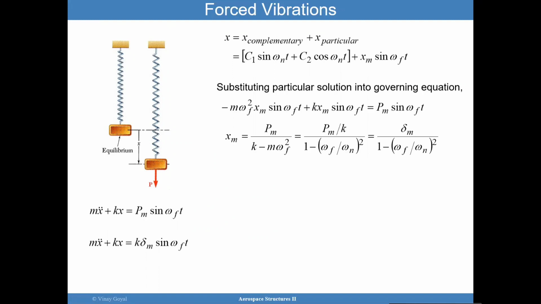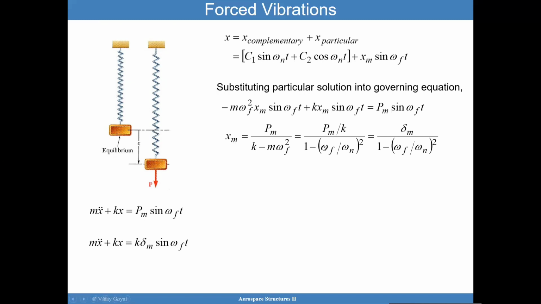But we can take the particular solution and substitute this into the governing equation. And when you do that, you can basically solve for xm. And once you solve for xm, you will realize here that this is known. k and m are known because that's the stiffness and the mass of the box. And omega f is the frequency that you're applying. So this right-hand side is fully known, so you can find xm from this equation. And then C1 and C2, again, fall from the initial conditions that we talked about before.